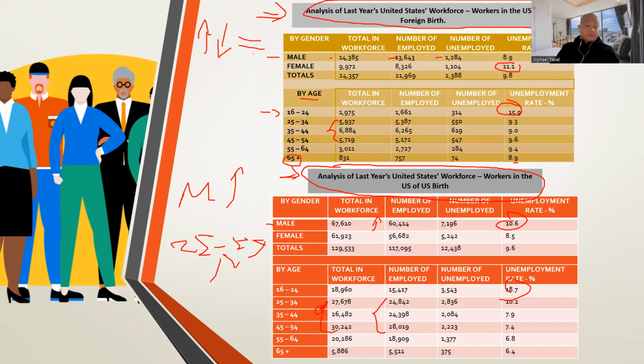And then when we compare the two graphs, obviously the workers who work in the US have a larger number as compared to workers who are not born in the US. That's it.